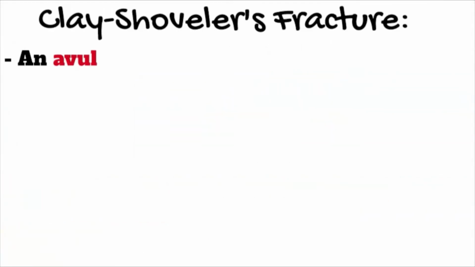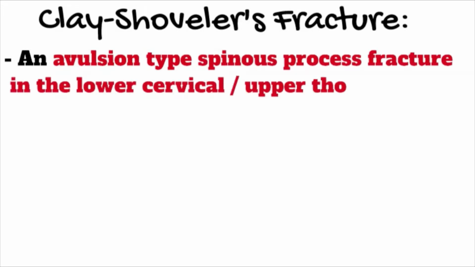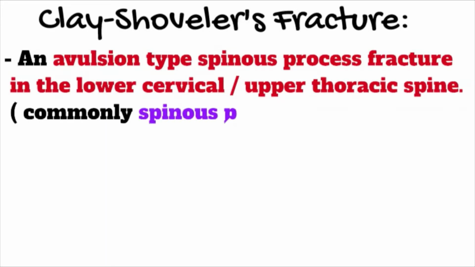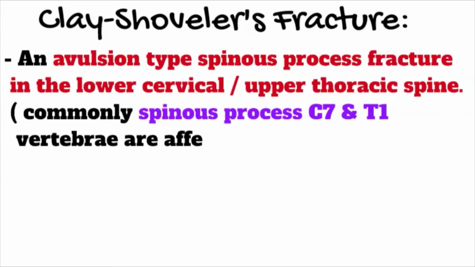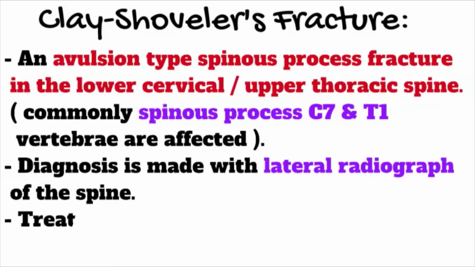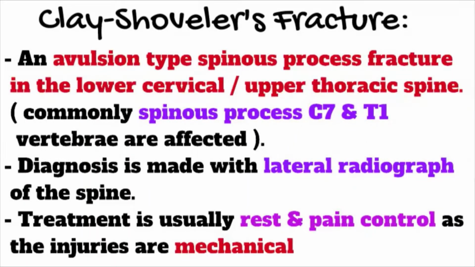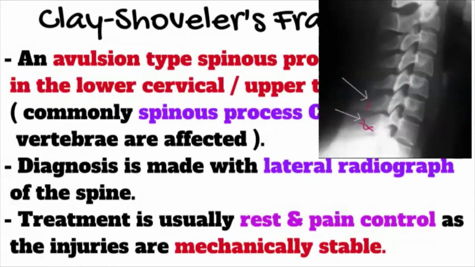Lastly, regarding Clay-Shoveler's fracture, it is an avulsion type spinous process fracture in the lower cervical or upper thoracic spine. It is commonly the spinous processes of the C7 and T1 vertebrae that are affected. Diagnosis is made with a lateral radiograph of the spine. The treatment is usually rest and pain control as the injuries are mechanically stable. This X-ray shows an undisplaced C6 spinous process fracture and a displaced fracture of the C7 spinous process.